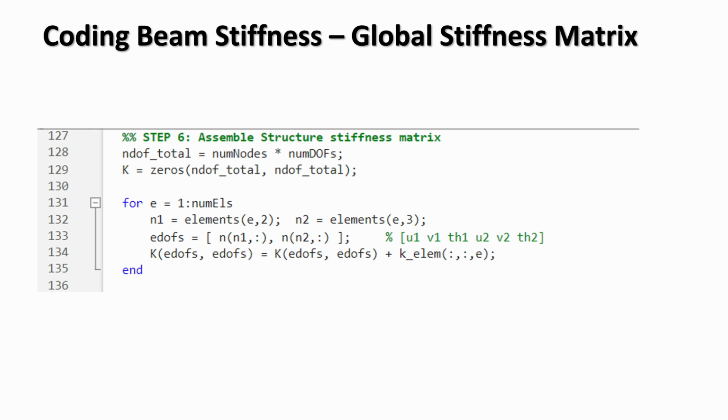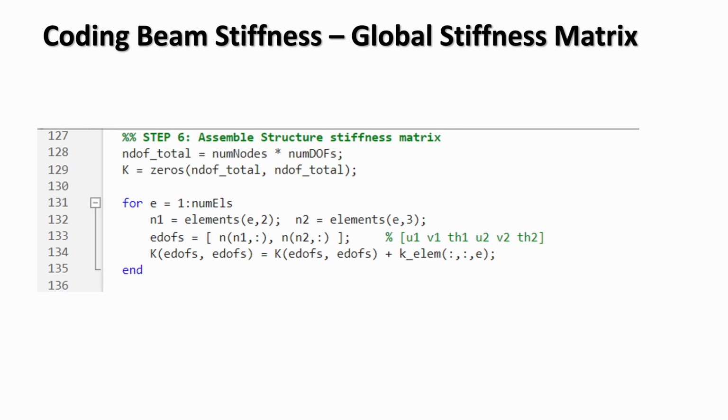With all element stiffness matrices now expressed in global coordinates, we can assemble them into the global stiffness matrix for the entire beam. This is the key step where the behavior of all elements is combined into a single system. First, we determine the total number of degrees of freedom as the number of nodes multiplied by 3, and use this to initialize the global stiffness matrix as a square matrix. We then loop through each element.